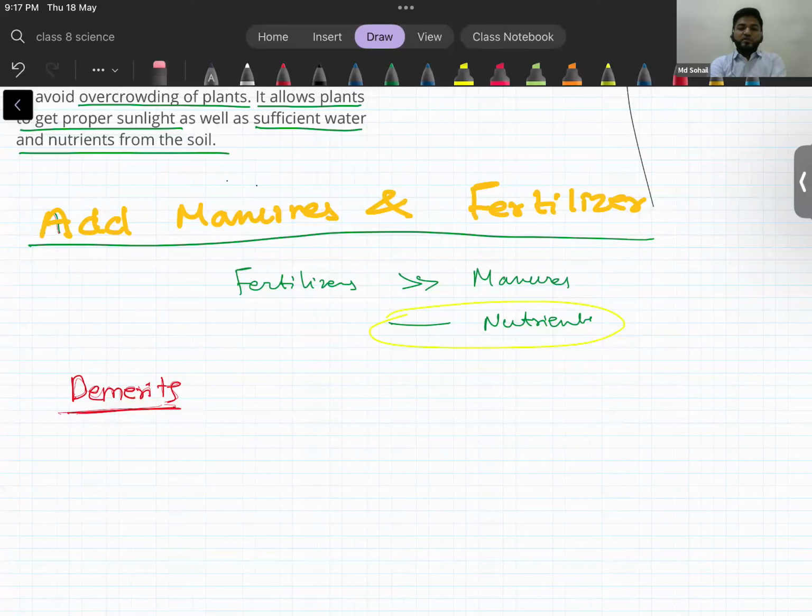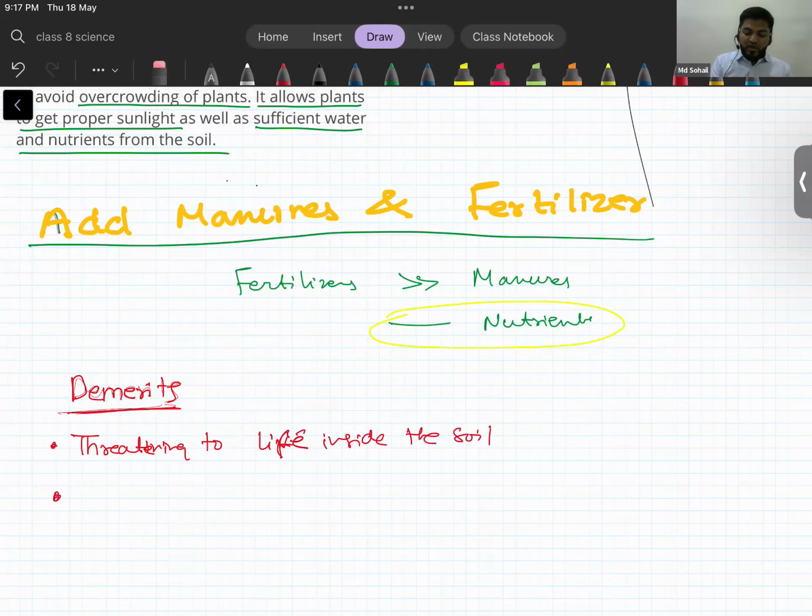We already know that there are some living organisms like insects, earthworms, and certain good bacteria which live inside the soil. So if we add an excess amount of fertilizers, what will happen? Those living things inside the soil will die. So it's threatening to living organisms inside the soil.